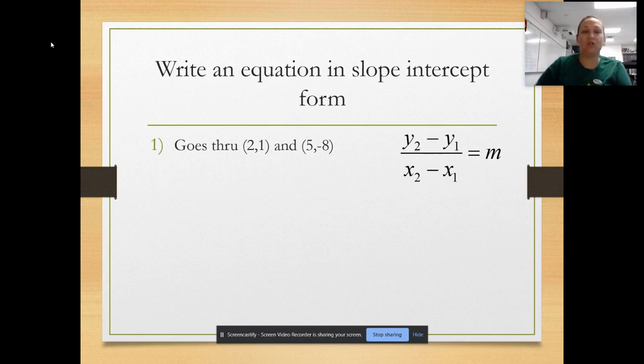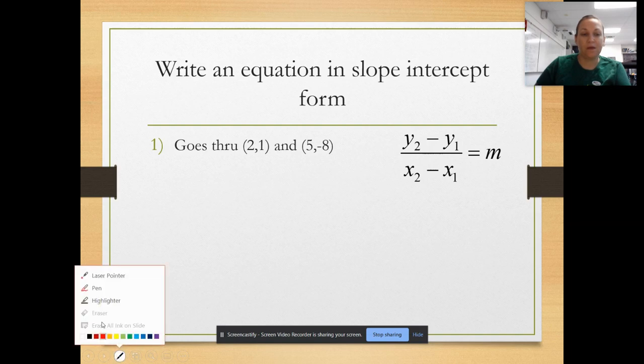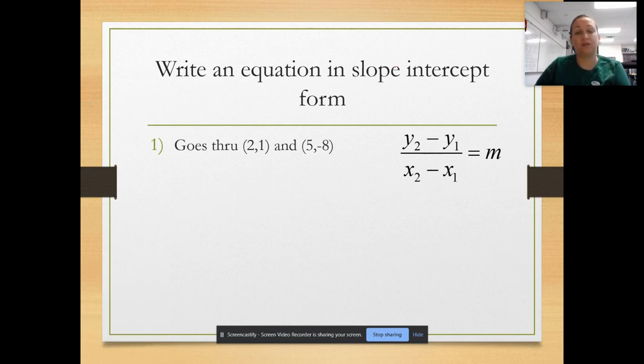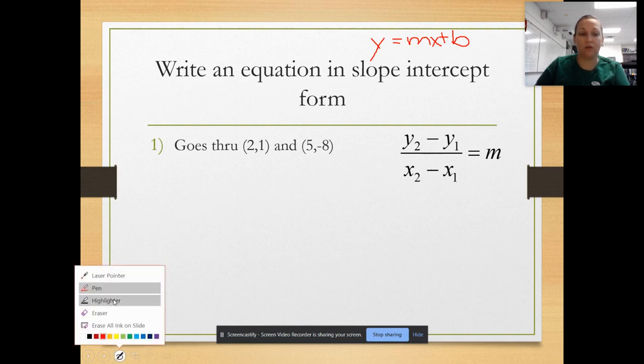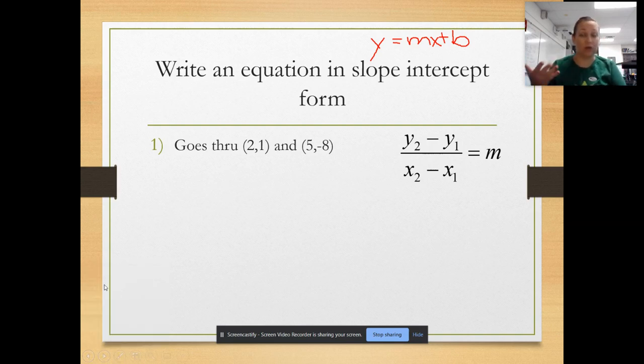Here's our original problem. It says write an equation in slope-intercept form. Sometimes I find it helpful when I'm reading the directions to write down what the final answer should look like so that I know what I'm going for. So when I see that I need to write something in slope-intercept form, I know it's y equals mx plus b. And so that helps a little bit, and maybe that's something you want to do at the top of your homework paper, is write down what format your final answer should be in.